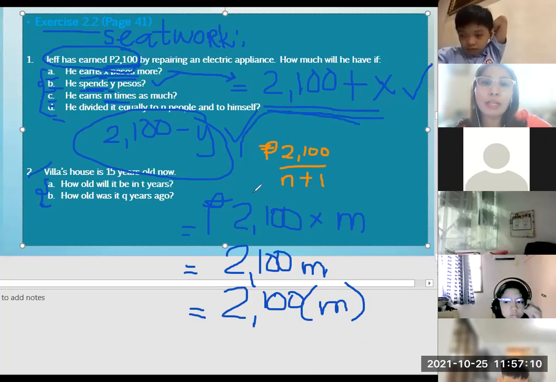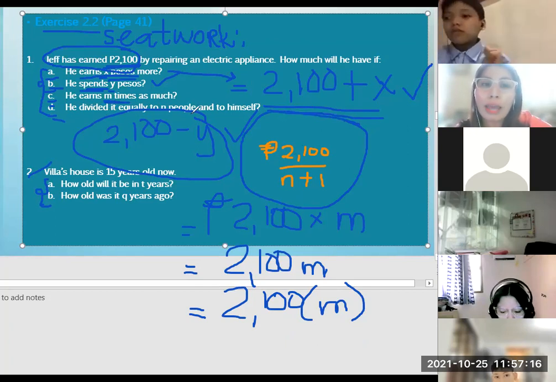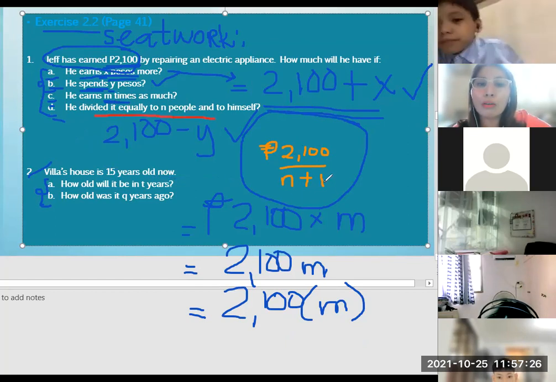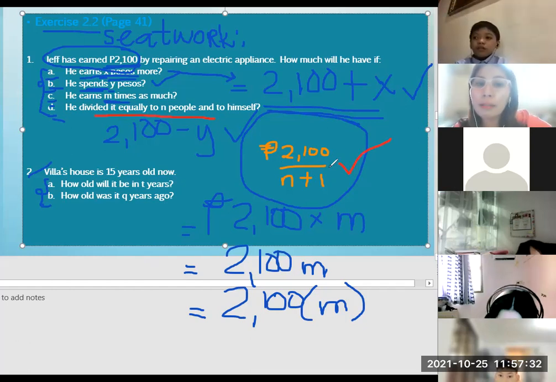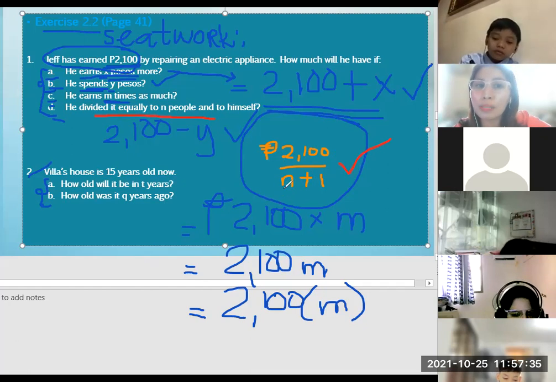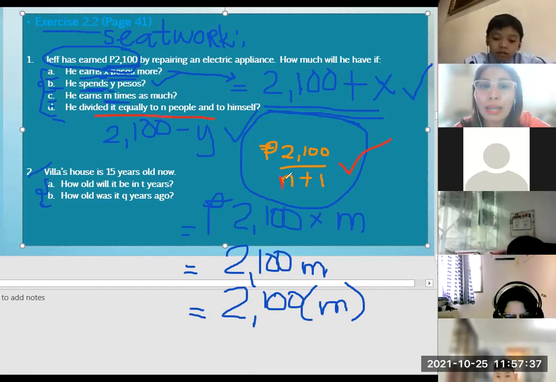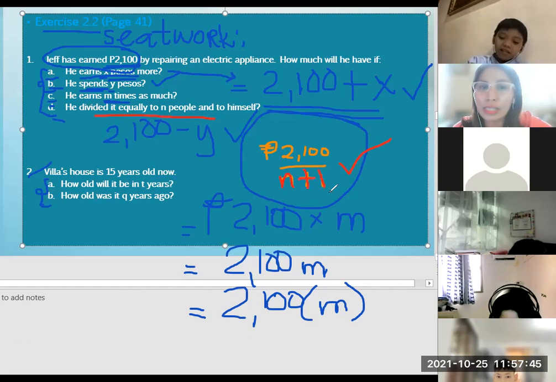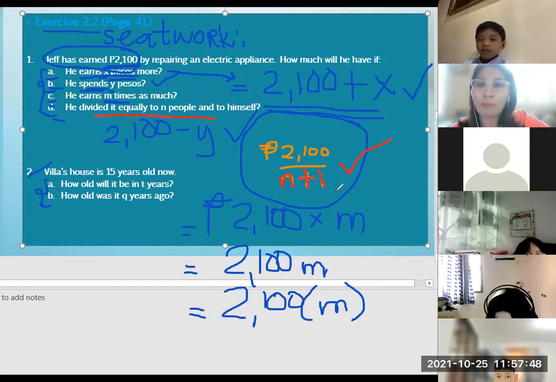And then this one for letter D. So he divided it equally to N people, and to himself. Okay, good. So 2,100 divided by N plus 1. N represents the number of people. And then plus 1. This is Jeff himself, the 1.